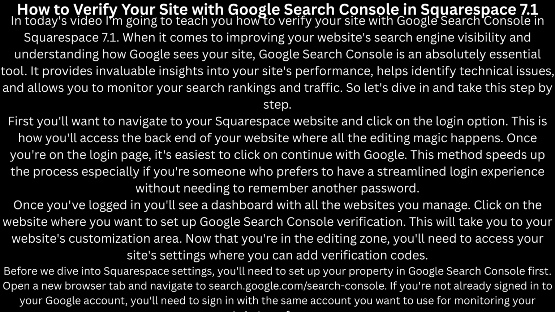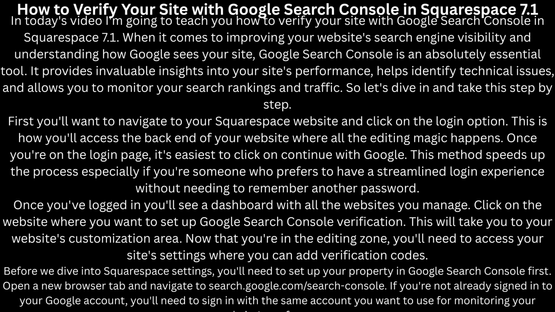Once you're on the login page, it's easiest to click on Continue with Google. This method speeds up the process, especially if you're someone who prefers to have a streamlined login experience without needing to remember another password. Once you've logged in, you'll see a dashboard with all the websites you manage. Click on the website where you want to set up Google Search Console verification. This will take you to your website's customization area.